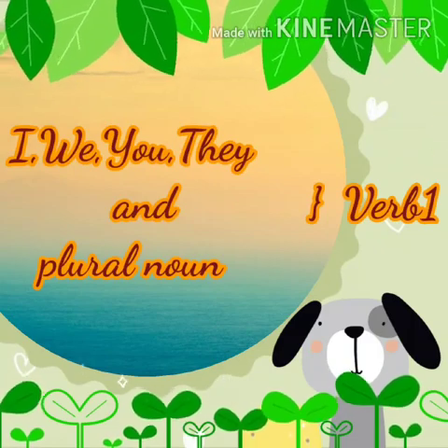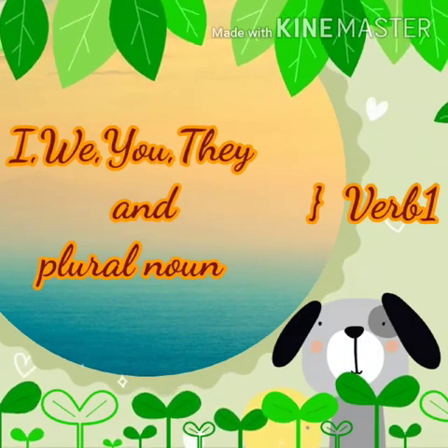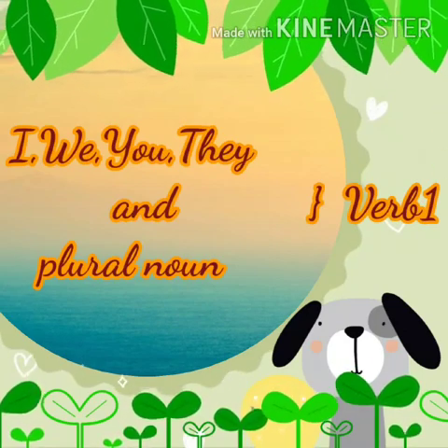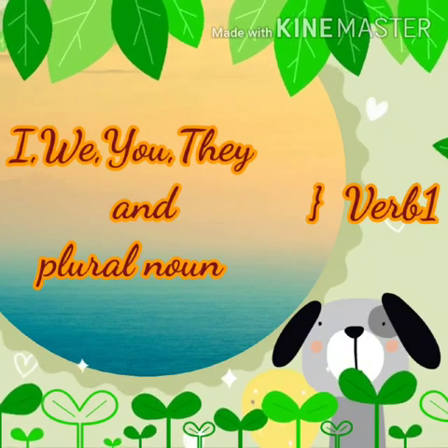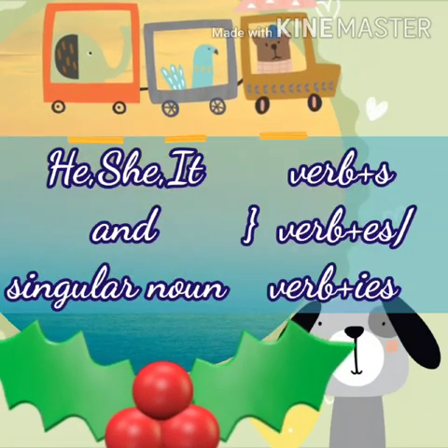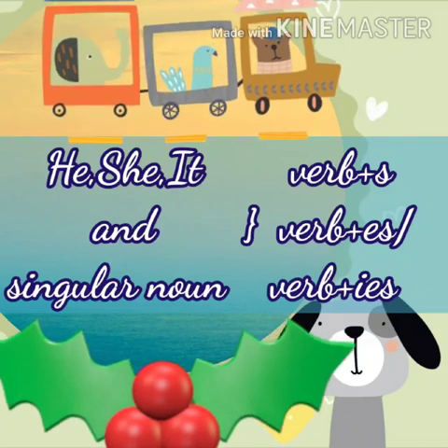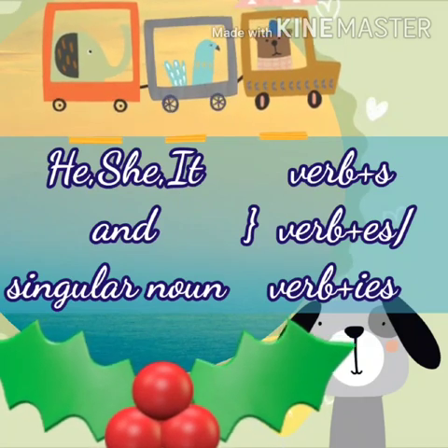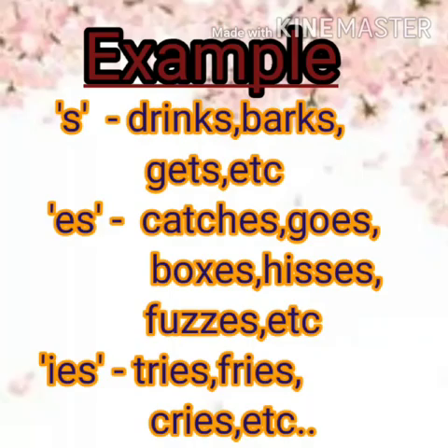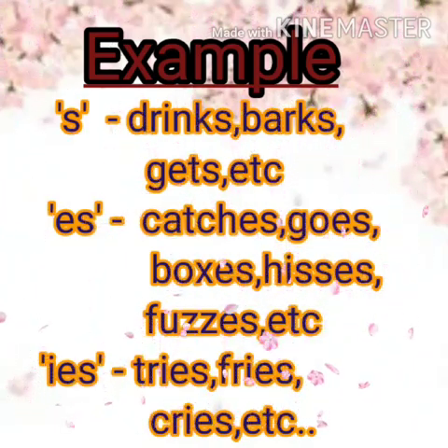To denote present tense for plural noun, when the subject is plural or I, we, you, they. If I, we, you, they or a plural noun is used as a subject, it will be followed by verb 1 to denote present tense. Whereas for singular noun and for third person singular, we have to use the verb form verb plus es or verb plus s or verb plus ies. Third person singular, to denote present tense, we are supposed to use s form of verb, es form of verb or ies form of verb.